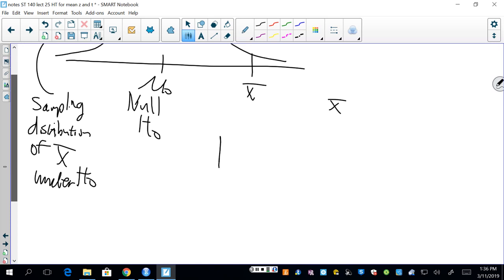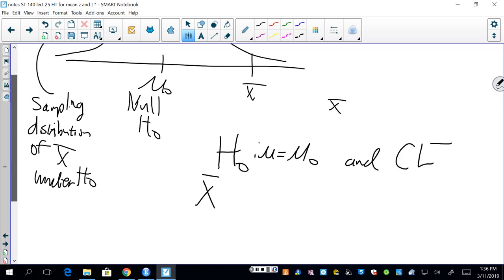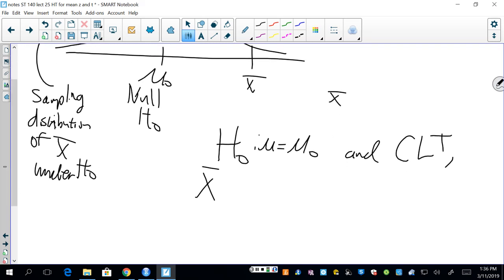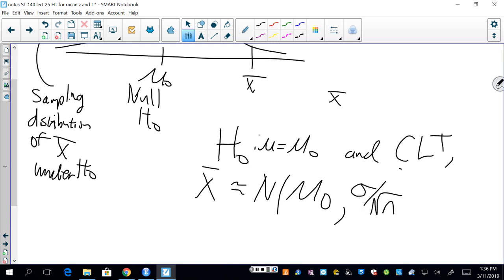So under the null hypothesis, which says mu equals mu sub 0, and really the central limit theorem, that says x bar is approximately normal. X bar's distribution should be approximately normal, like a bell-shaped curve, centered at mu sub 0, the null mean, if that's true. And then the standard error is sigma over the square root of n. And the sampling distribution gets narrower and narrower as you get bigger sample sizes.